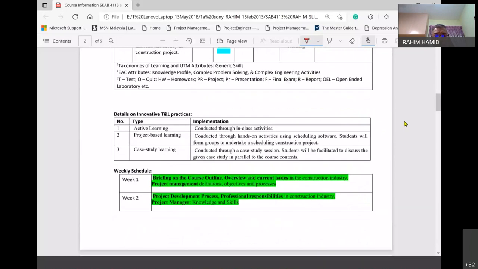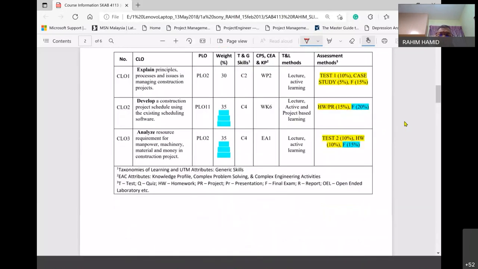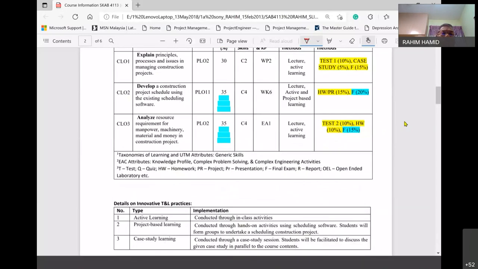Okay, now let's go straight to the course learning outcomes. We do have three course learning outcomes, namely CLO1. So CLO1: a few weeks after we start our class, you should be able to explain the principal process and issues in managing construction projects.